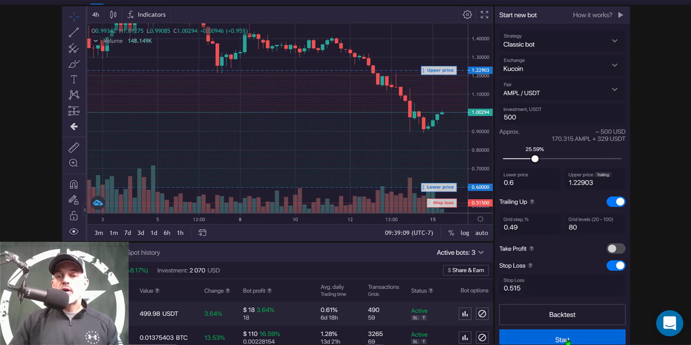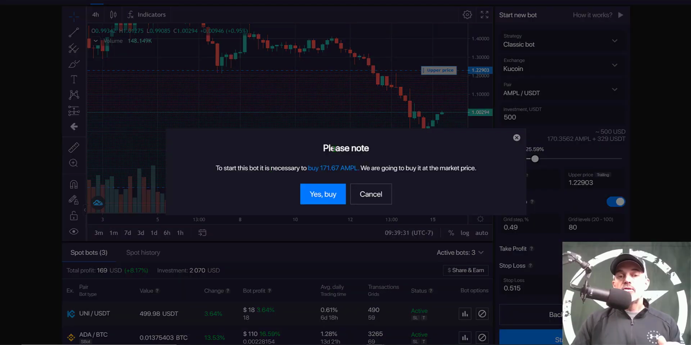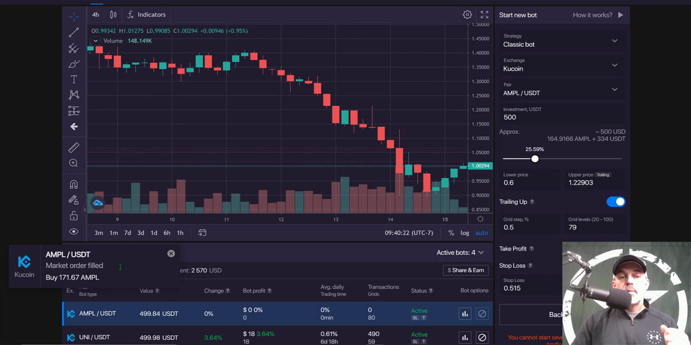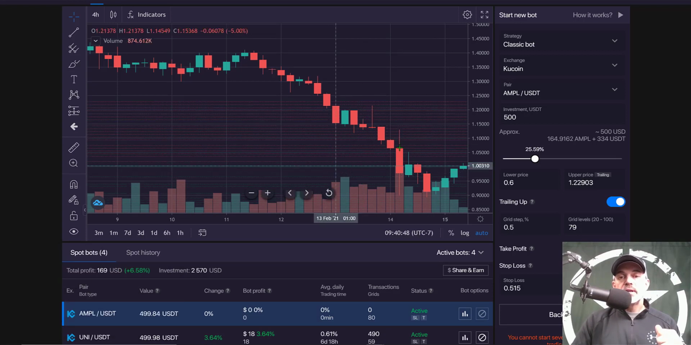So I hit the start button, and it gives me a notice to start this bot. It's necessary to buy 171.67 AMPL, and that is in order to fulfill those limit orders on the red lines on the way up. So yes, I do want it to buy the AMPL, and now the bot has made its order for the AMPL. Market order has been filled. And now I have a live bot, and the grid lines are starting to fill in.